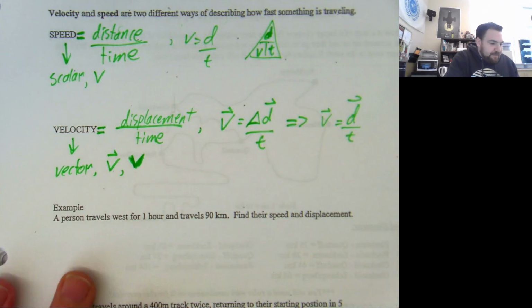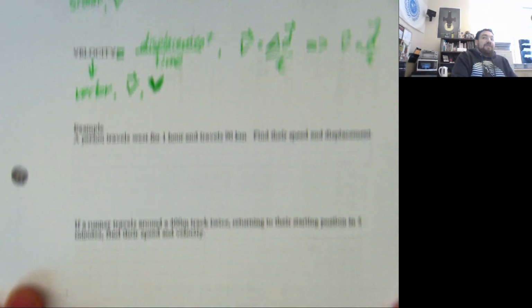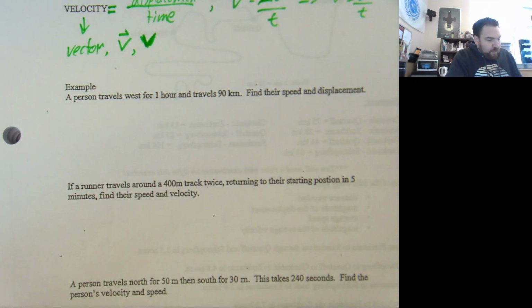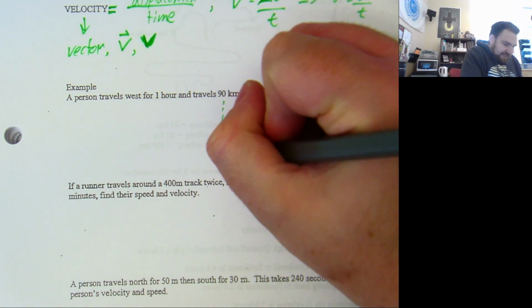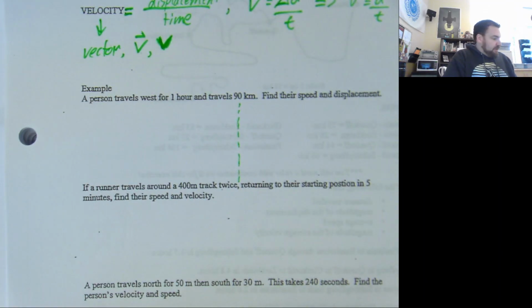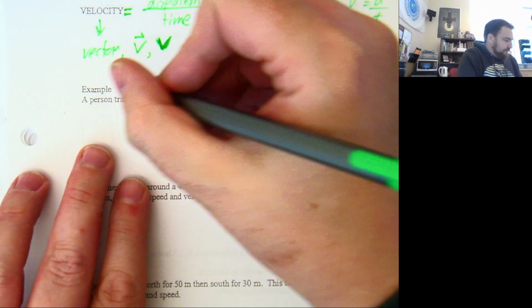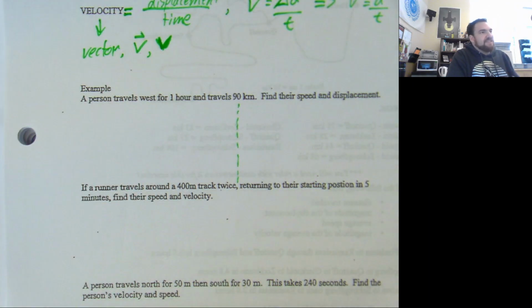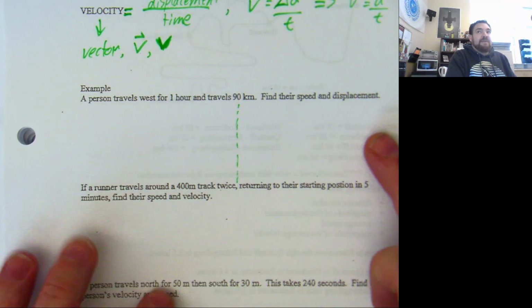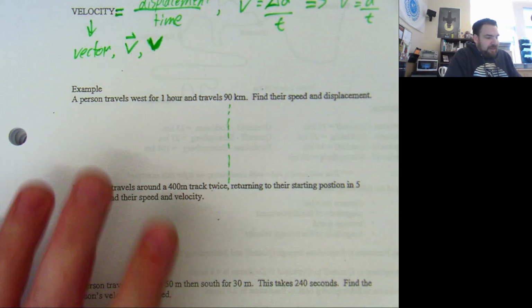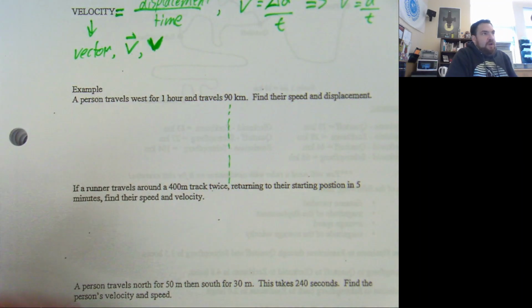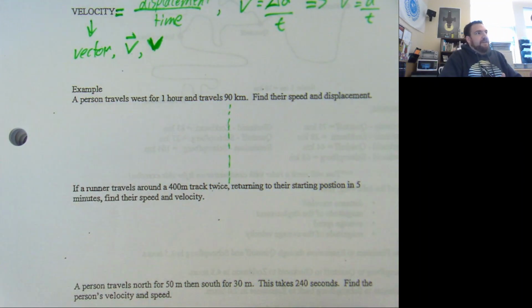So let's do some examples of both of these things. A person travels west for 1 hour and travels 90 kilometers. We want to find their speed and displacement. So over here, let's find speed. And I'll model how I want you to. These are simple equations, but as we get into the equations that get more difficult, how I want you to model this is write down what we know, write down the equation you're going to use, and then fill it in.